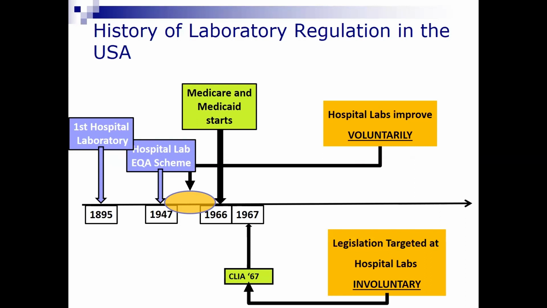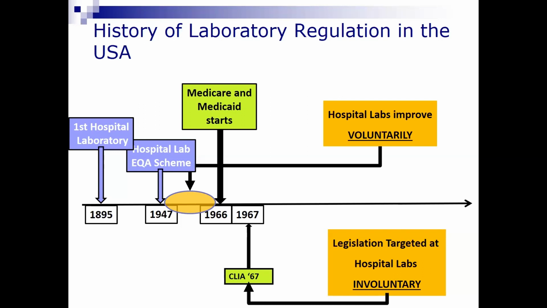So Medicare and Medicaid started in 66, and by 1967, which is just 1 year later, they realized, okay, we cannot be paying for low quality results. So they immediately in 1 year created the first CLIA, the first law that says hospital laboratories, in this case, only large hospital laboratories, so not all, only large ones, had to meet certain quality standards. So it really was about the money.